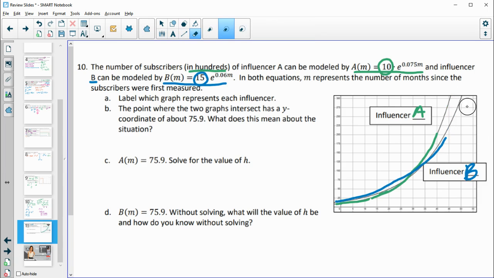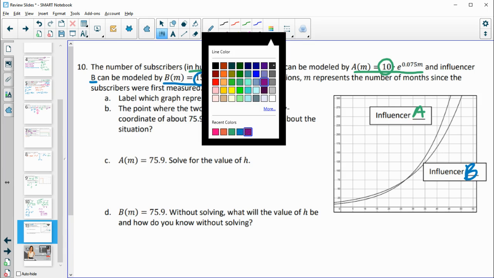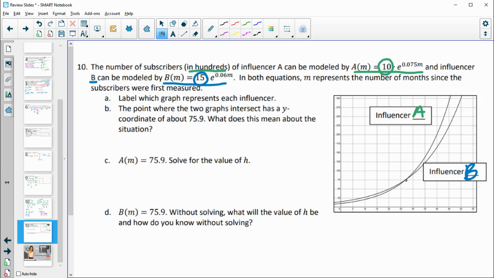So I'm going to erase this so that we can look at these graphs. But influencer A is this one here, that dips below. Influencer B started higher and then dips below as we go up. So the point where the two graphs intersect has a y-coordinate of 75.9. So this point right here has a y-coordinate of 75.9.